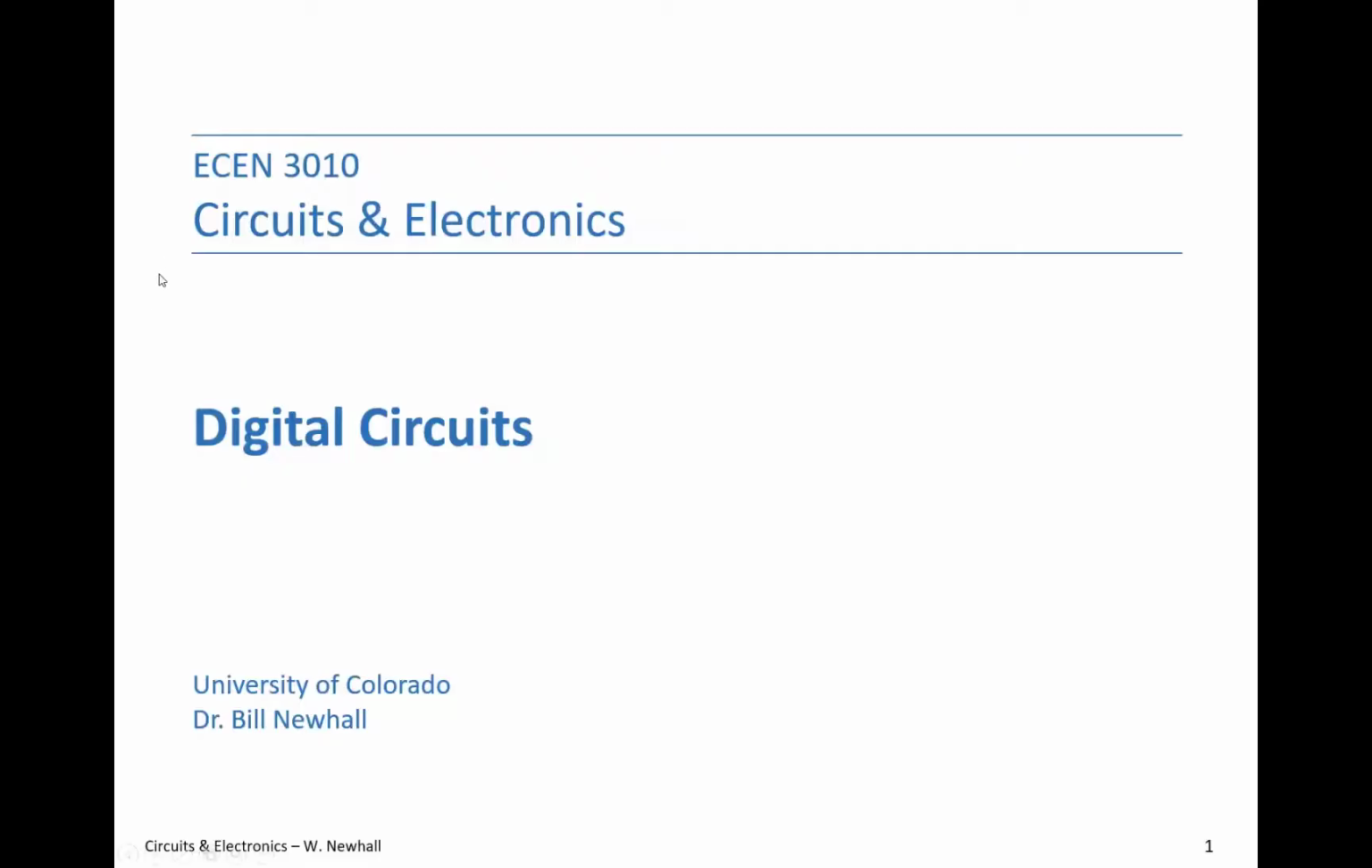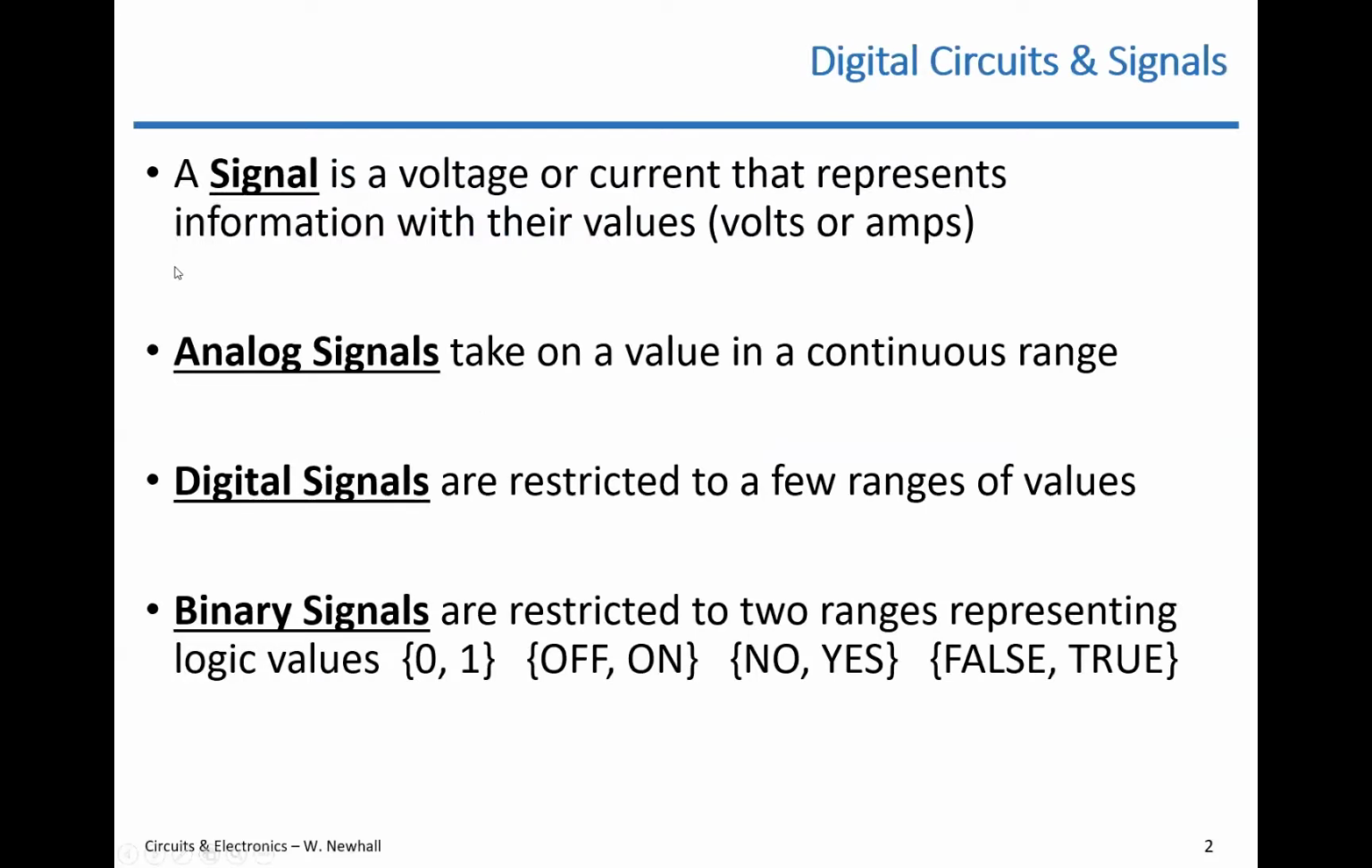So let's bring a slide up here. What I'd like to do is just start off with some terminology. Okay, let's start off with a signal. What is a signal? A signal is a voltage or a current that represents information. That's what a signal is. And it could be in volts or amps. So when I say signal, I mean a voltage or a current. I usually mean a voltage. Usually I speak in terms of voltages when I talk about signals.